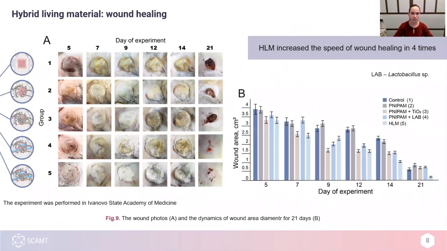As you see in the picture, we have seen that this material increased and facilitated the rate of healing of this wound. So again, we made a very active material that consists of inorganic material and living lactobacillus that facilitated healing of a wound. This is a new approach in biology and modern science in development of, for example, healing bandages. Next slide.